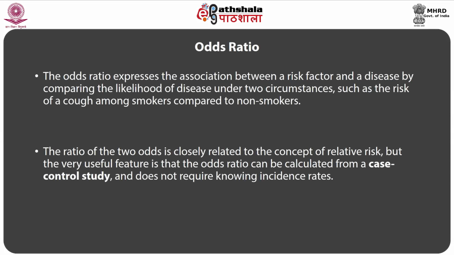The odds ratio expresses the association between a risk factor and a disease by comparing the likelihood of disease under two circumstances, such as the risk of a cough among smokers compared to non-smokers. The ratio of two odds is closely related to the concept of relative risk, but they vary. A useful feature is that the odds ratio can be calculated from the case control study and does not require knowing the incident rate.